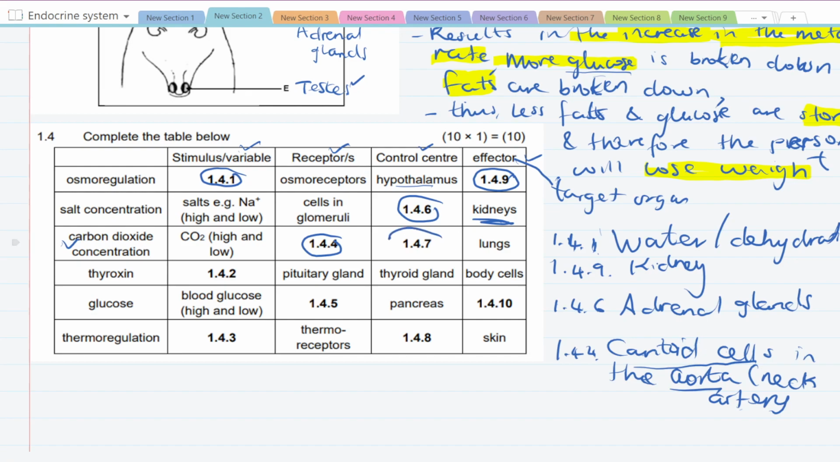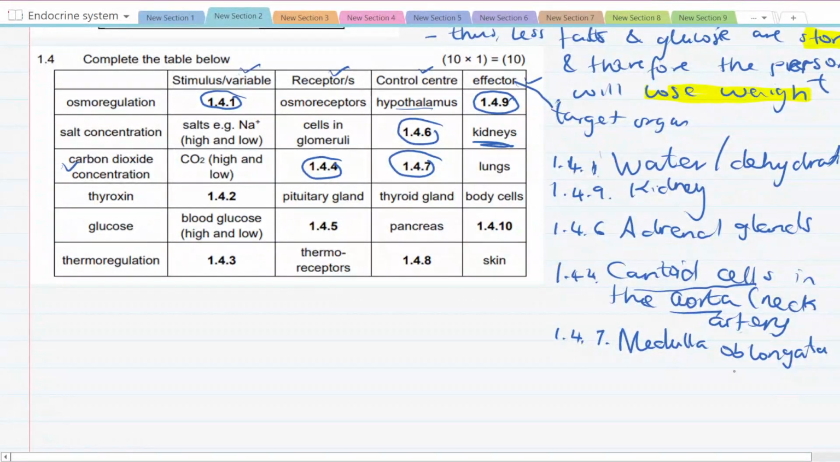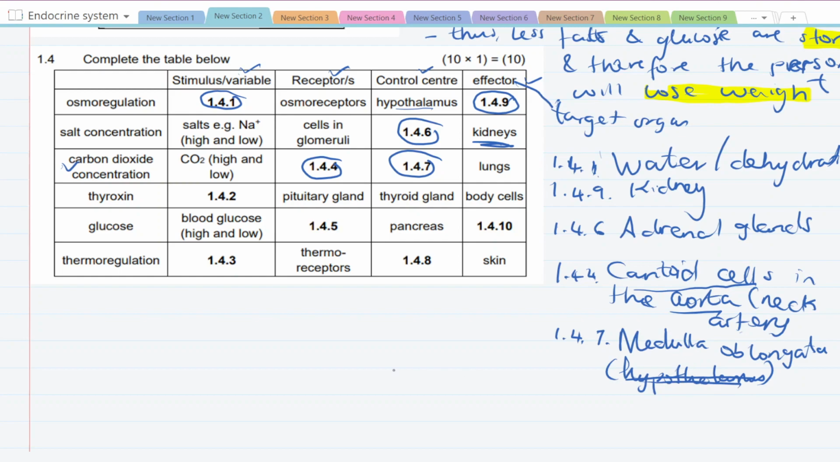And the control center for this one right here, what is controlling the breathing? If you learned from the chapter of nervous system, you know the medulla oblongata is responsible for the breathing rate, as well as the hypothalamus, but mainly the medulla oblongata. No, it's not the hypothalamus, it's the medulla oblongata.